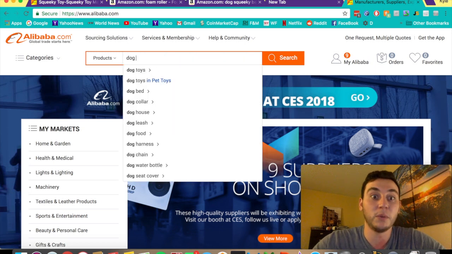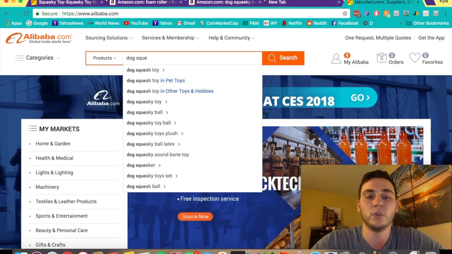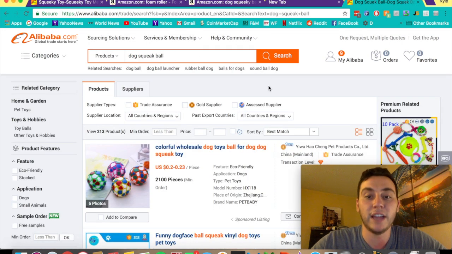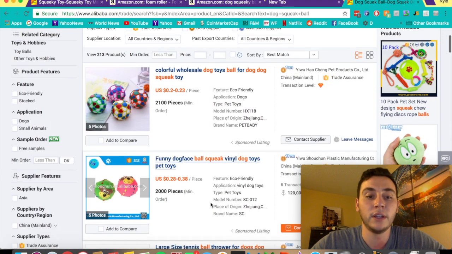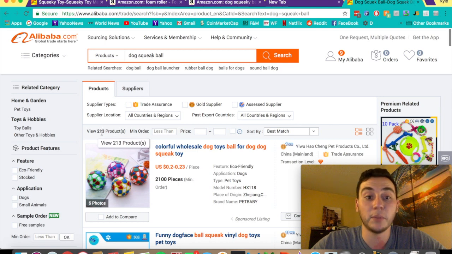So we'll just start with what we know. Dog squeak ball. It's pretty basic. What we'll first pull up is every single product that is on there that meets the criteria for the keywords you put in, and they even highlight it for you in the title. So dog, ball, dog, squeak. So you can see it in the title, and you can just scroll through and look at all of these. As you can see right here, there's 213 products or 213 suppliers that sell the product that you're looking for.